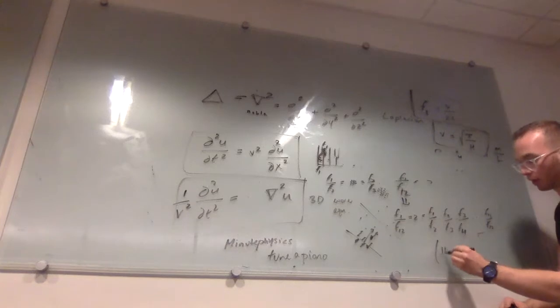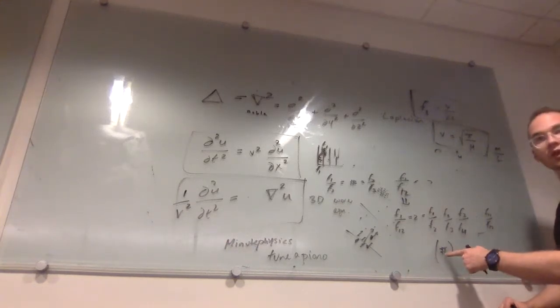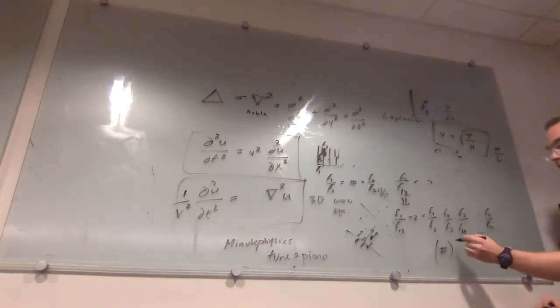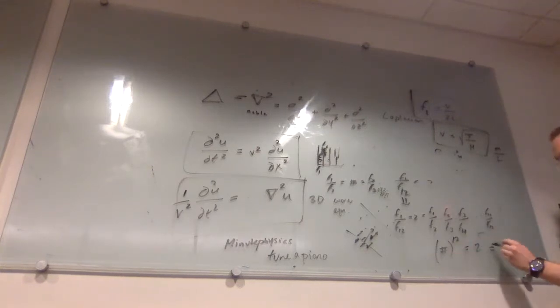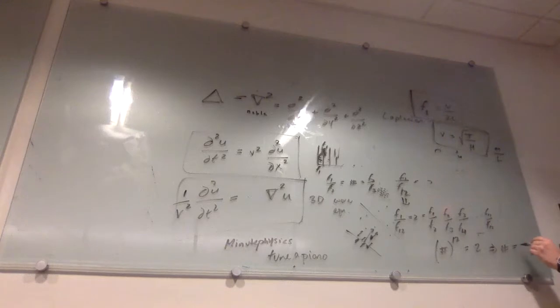So I have some number, I'll call it this thing, pound, to the 12th power, because there's 12 of these, is 2, because this has to be equal to 2. Well, therefore, hashtag or whatever, is 2 to the 1/12th, right? This number is not a rational number.